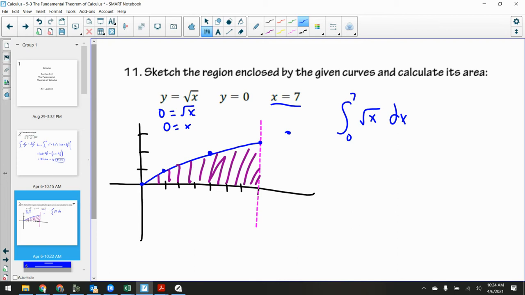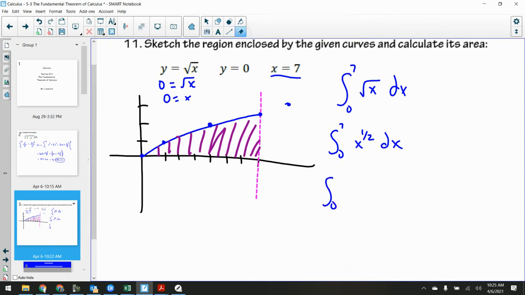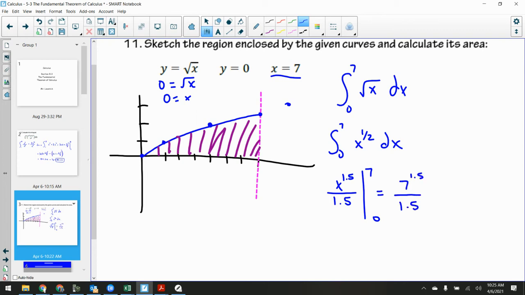Okay. And now we just use FTC2, the top minus bottom. So this is really the integral from 0 to 7 of x to the 1/2 dx. So I take the antiderivative, kick up the power by 1. I always make this 1.5. The book always makes it 3 over 2. I'm lazy. I write it as 1.5. Over 1.5, from 7 to 0, which is 7 to the 1.5 over 1.5 minus 0, because 0 to the 1.5 is 0 divided by 1.5, which is again 0.